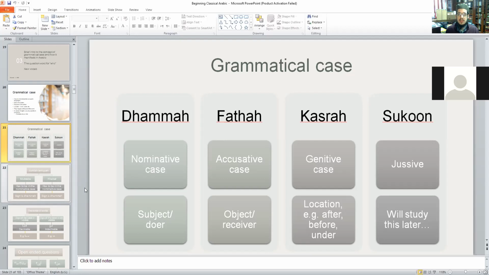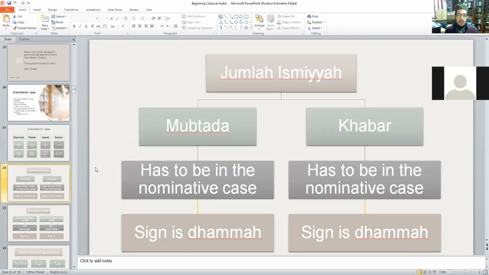So we're backing up now to our Jumla Ismiya. Allahu ahadun. Allahu with a dhamma, ahadun with a dhamma. 2 dhammas, we'll talk about that in a second. The mubtada and the khabar, the 2 main parts of a nominal sentence, a sentence that begins with a noun, are both in the nominative case, called marfu' in Arabic, and both of them have a dhamma to prove it.